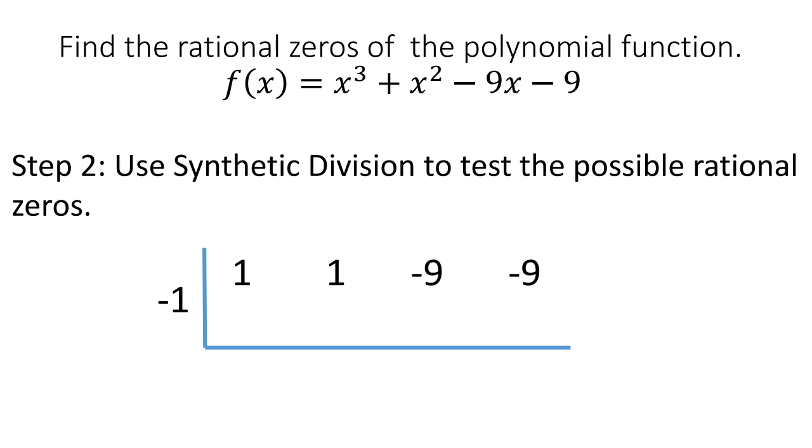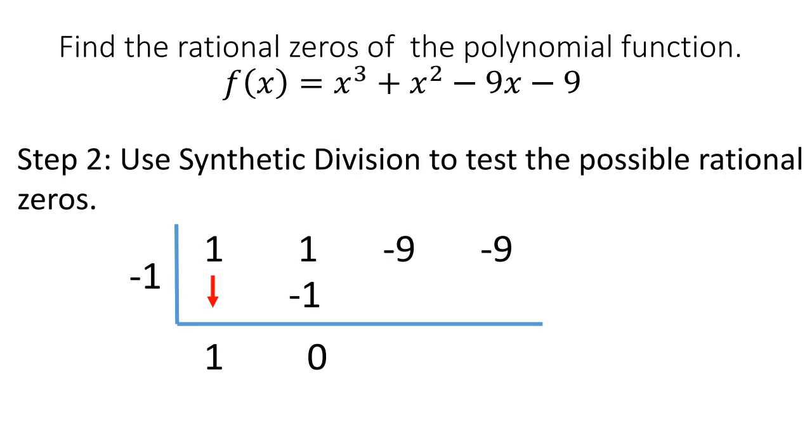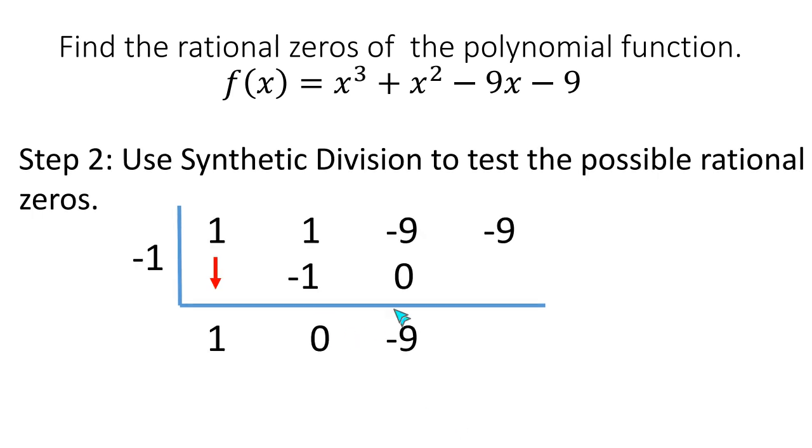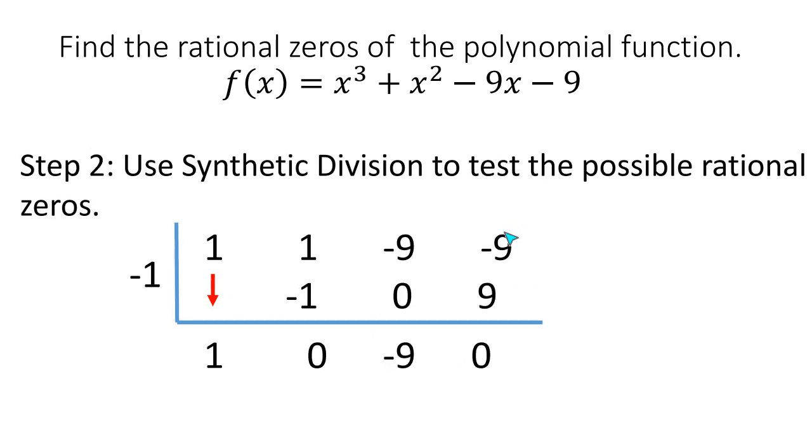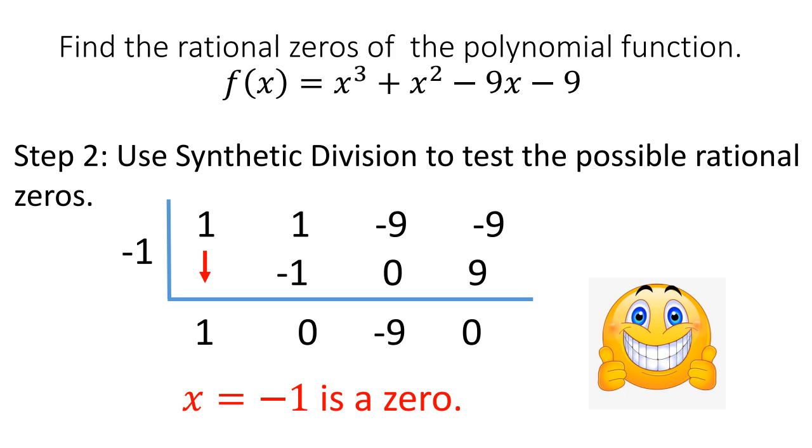So we can try -1. And if I do the work, bring the 1 down, multiply it times -1, we get -1. 1 plus -1 is 0. -9 times... 0 times -1 is 0, and -9 plus 0 is -9. Then -9 times -1 will be a +9. If I add it to -9, I get 0. So now that we have 0 as a remainder, that's going to be a good thing because now it tells us that x equals -1 is a 0. But more importantly, it helps us to now consider our quotient, which is going to come down to be quadratic.